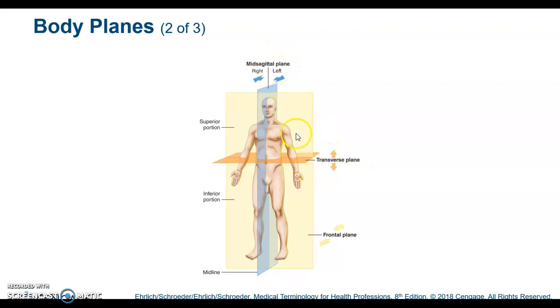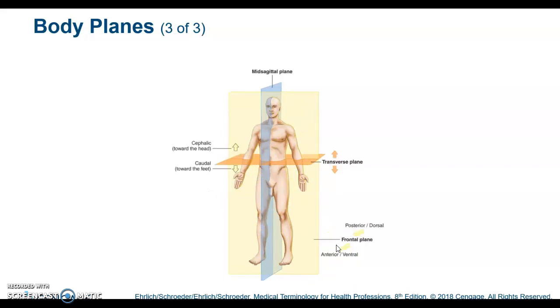The transverse plane divides the body into upper and lower halves, top and bottom. You have the frontal plane, which is the front and back, but they may also be called here anterior and posterior, or ventral and dorsal. And so here I'll use these four terms as an example.